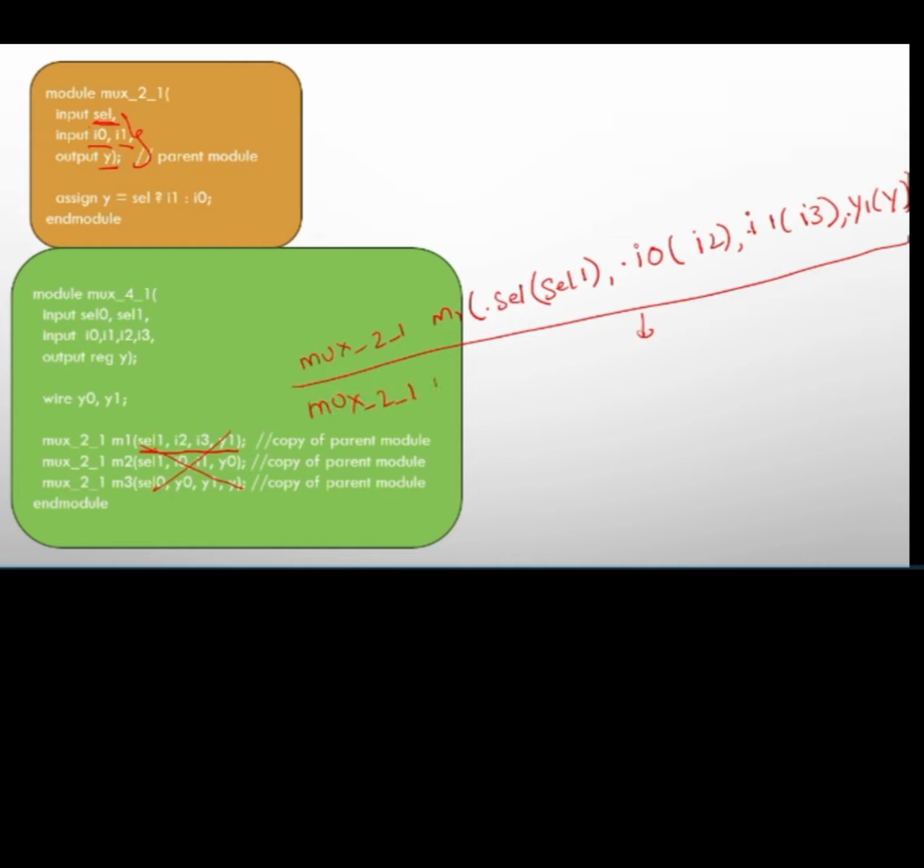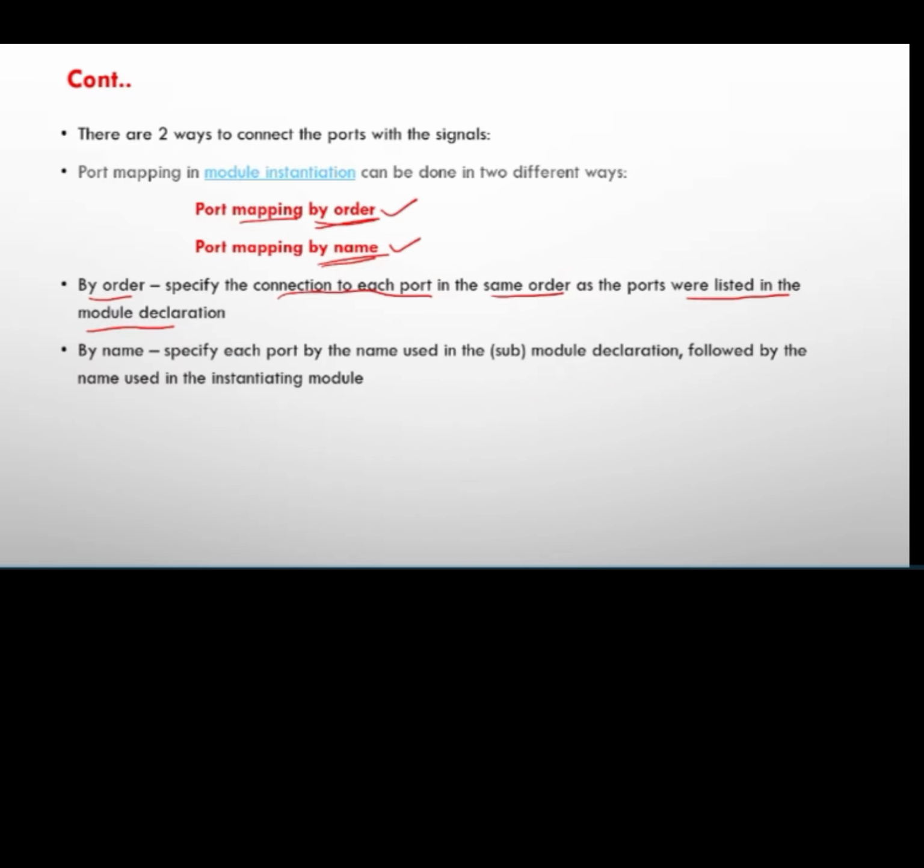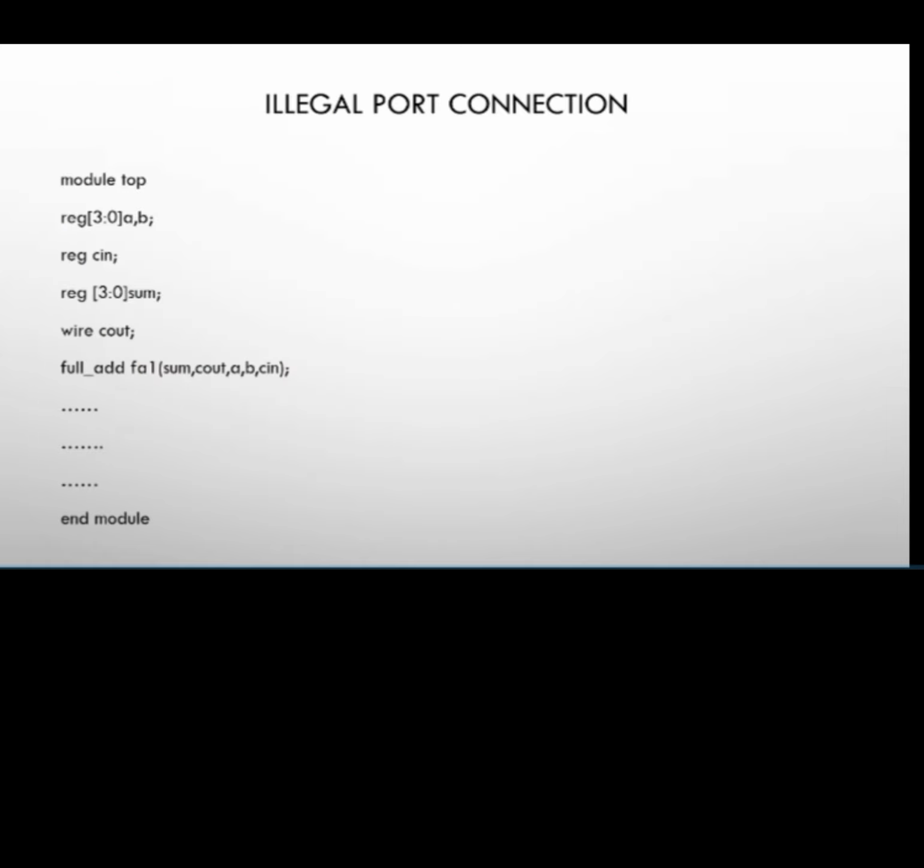We can write it like this. Since we are connecting it by name, we don't need to follow the order. You can just write I1 of I3, I0 of I2, dot SEL of S1. Even though you're not following order, since you are writing it with the name, it will be connecting to that particular module port only. Got my point? So this is port mapping by order, port mapping by name.